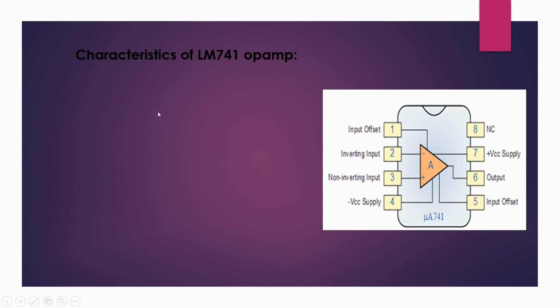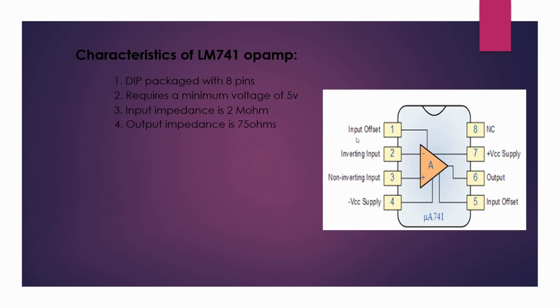Now let us discuss some characteristics of the LM741 op-amp. This is an LM741 op-amp. It has 8 pins, and is DIP packaged. It requires a minimum of 5 volts for its function, and its input resistance is 2 mega ohms. Output resistance is 75 ohms. Voltage gain is 2 lakhs. Maximum output is 20 milliamperes, and slew rate is 0.5 volt per microsecond.